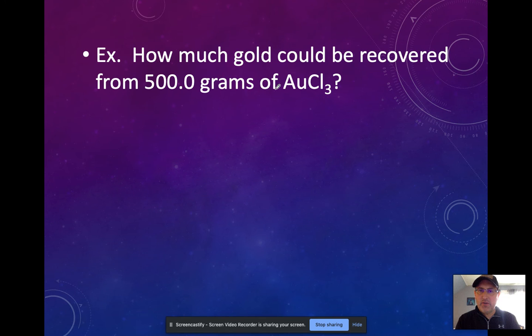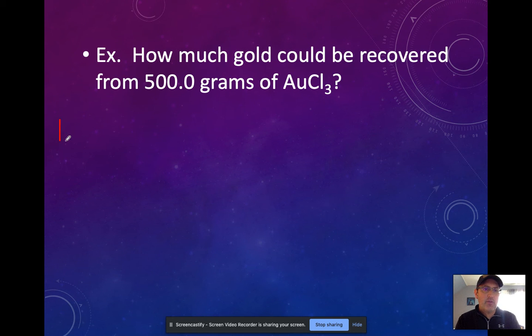And so what we're going to do is find the percentage of gold in this gold-3 chloride and then find out what that percentage would be of 500. So, for example, if this gold-3 chloride by mass is 50% gold, then you're going to end up with 250 grams of gold from the 500 grams of gold-3 chloride. So that's really what we have to do. It's not going to be a perfect percentage like that, but we do have to figure out what the percentage of the gold in here is, then find out what that percentage is of 500.